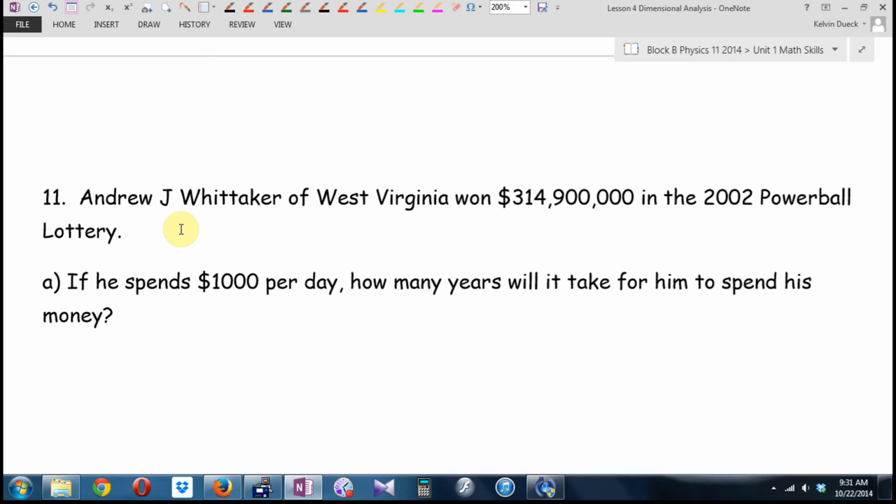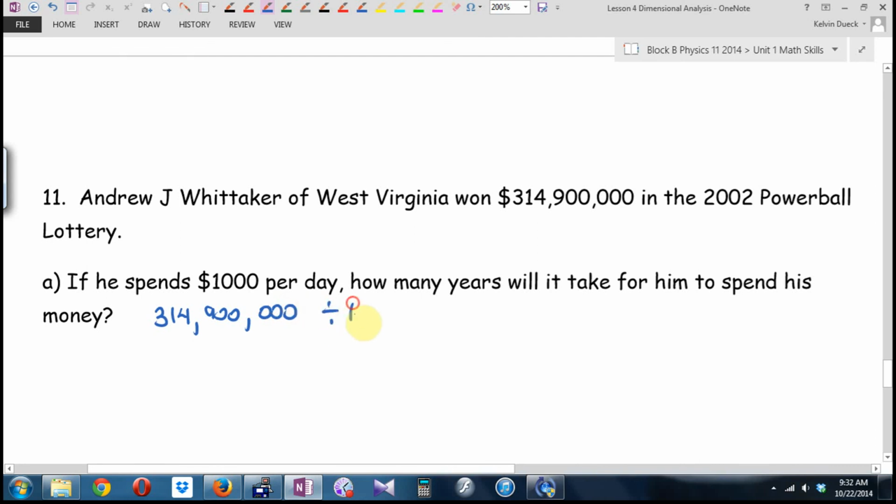What unit of time do we want to end up with? What's this question asking me to find? Years. Okay. I think the first thing that we need to do is, well, let's go like this. We're going to start out by going 314,900,000 divided by 1,000 because that'll tell us how many days he has. Right? If you spend $1,000 a day, that'll tell us how many days he has to spend the money.